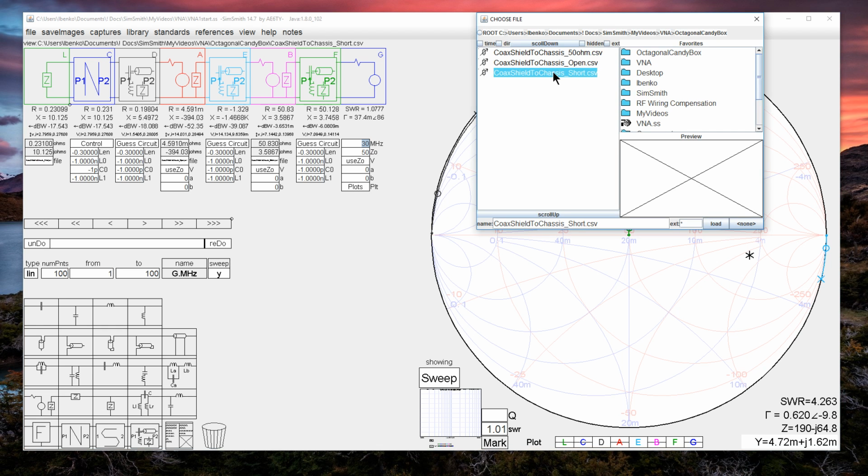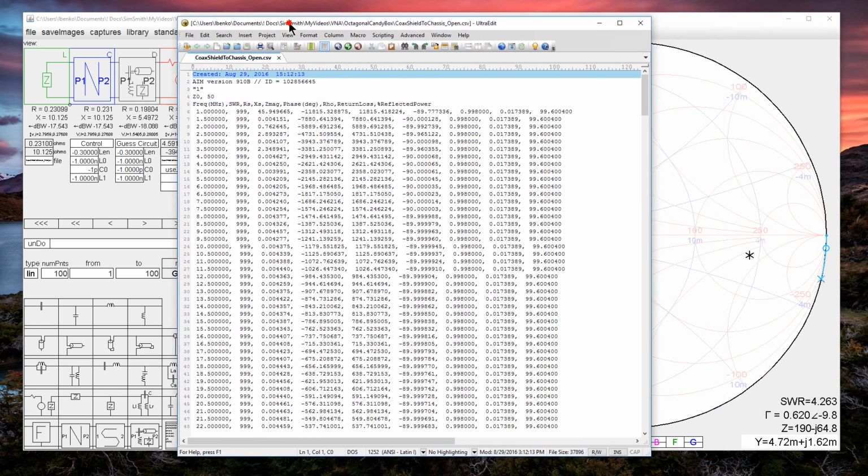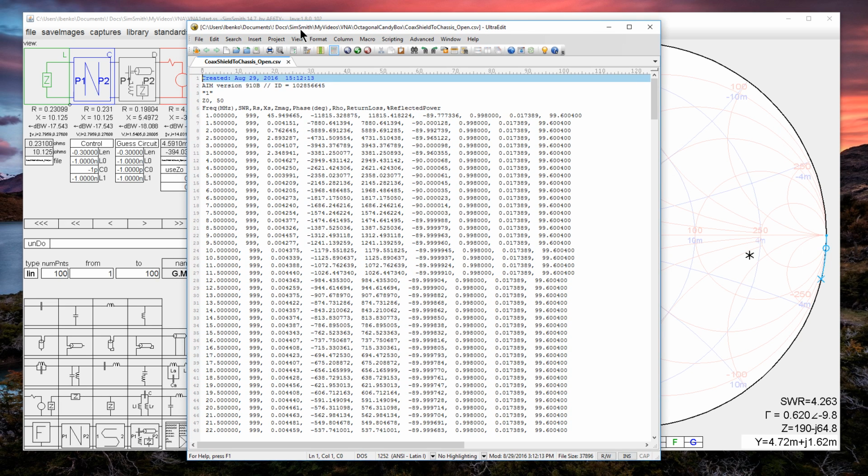It's a CSV file. If we look at the file, let me grab the file real fast here if I can find it. I'm doing this on a different monitor. I'll bring it over just a second. Okay, this is the file that came out of my network analyzer. It was an AIM 4170. SimSmith ignores all this stuff. It recognizes this line 5. It takes this value, which is the frequency, skips this, takes this value, which is the resistance, this value, which is the reactance, skips those values, and does it for all frequencies involved.